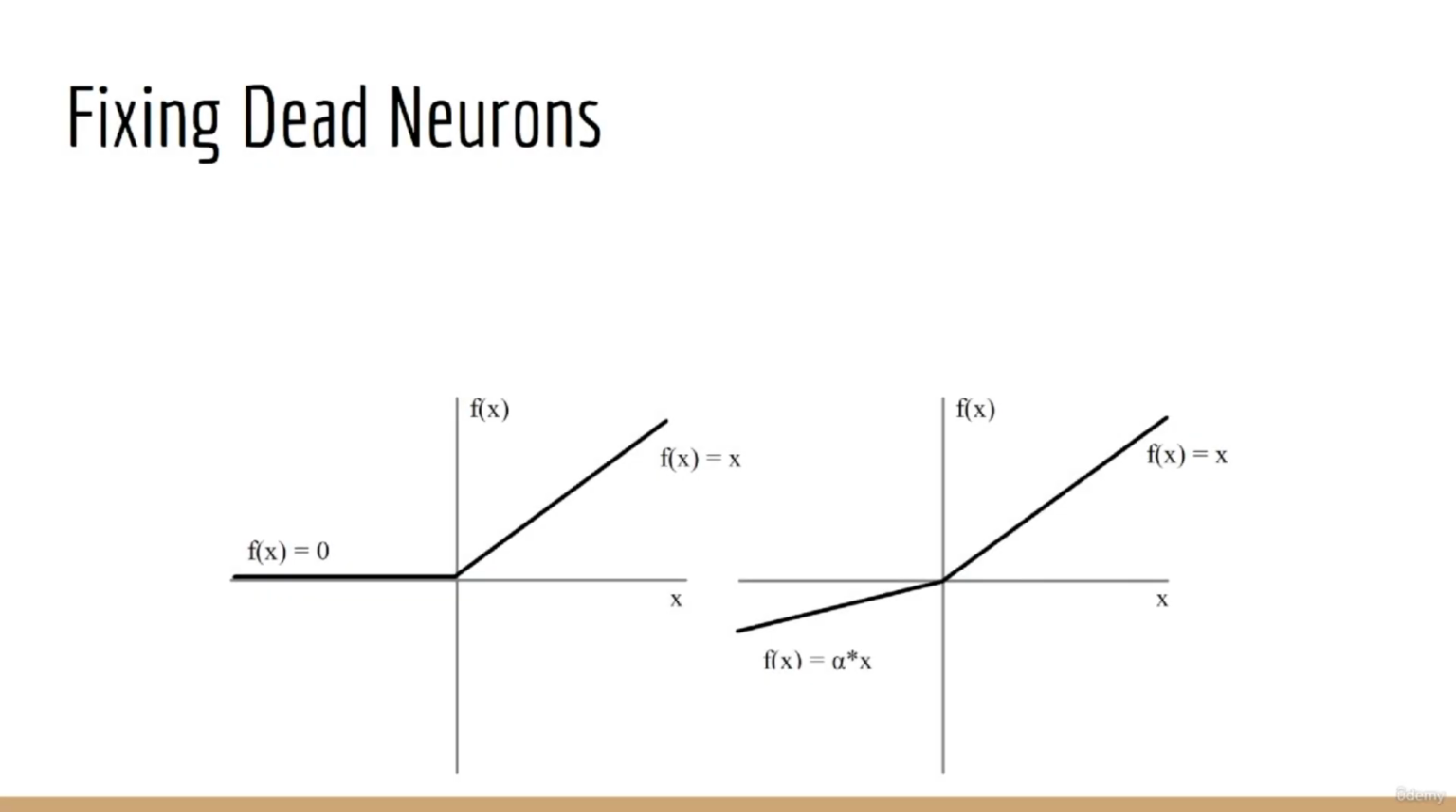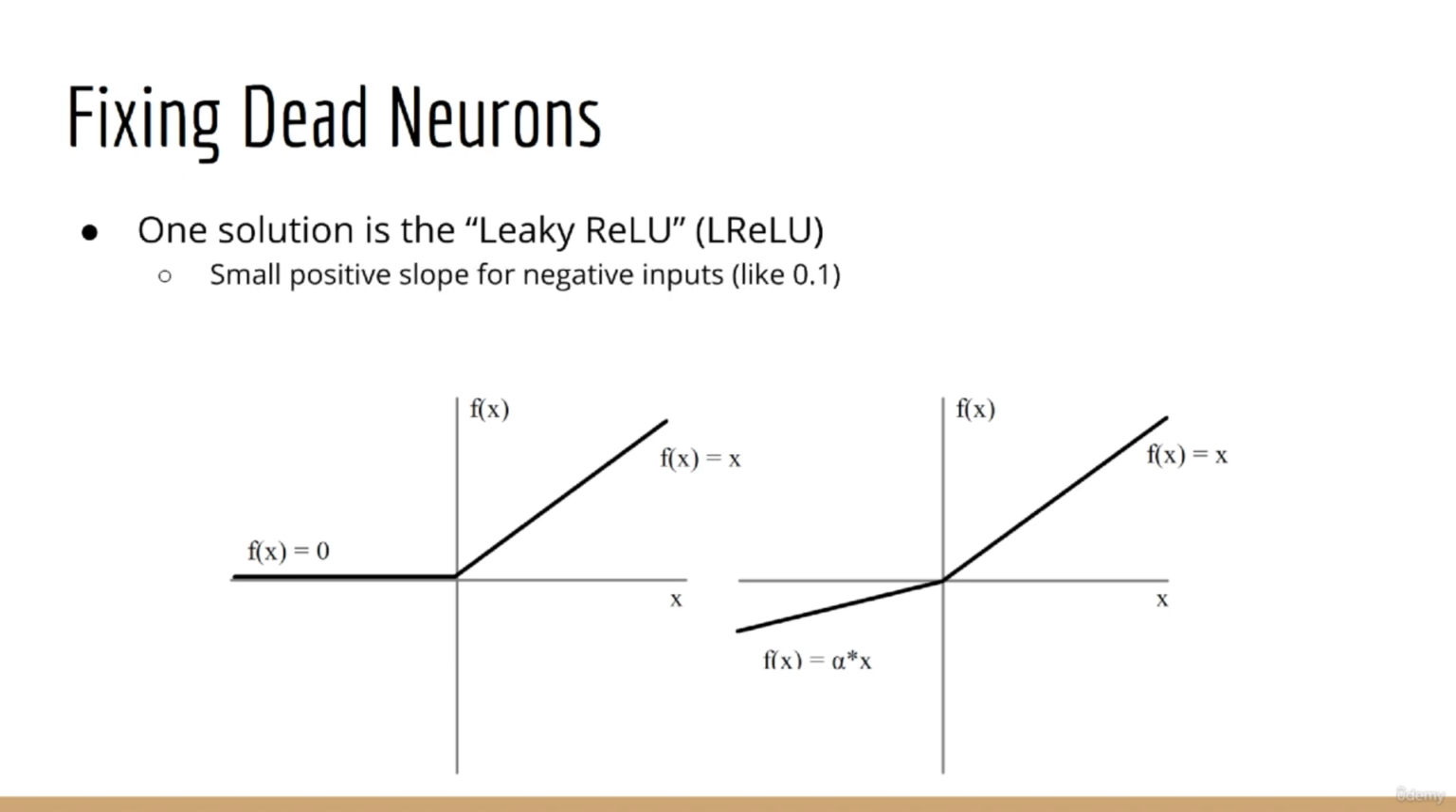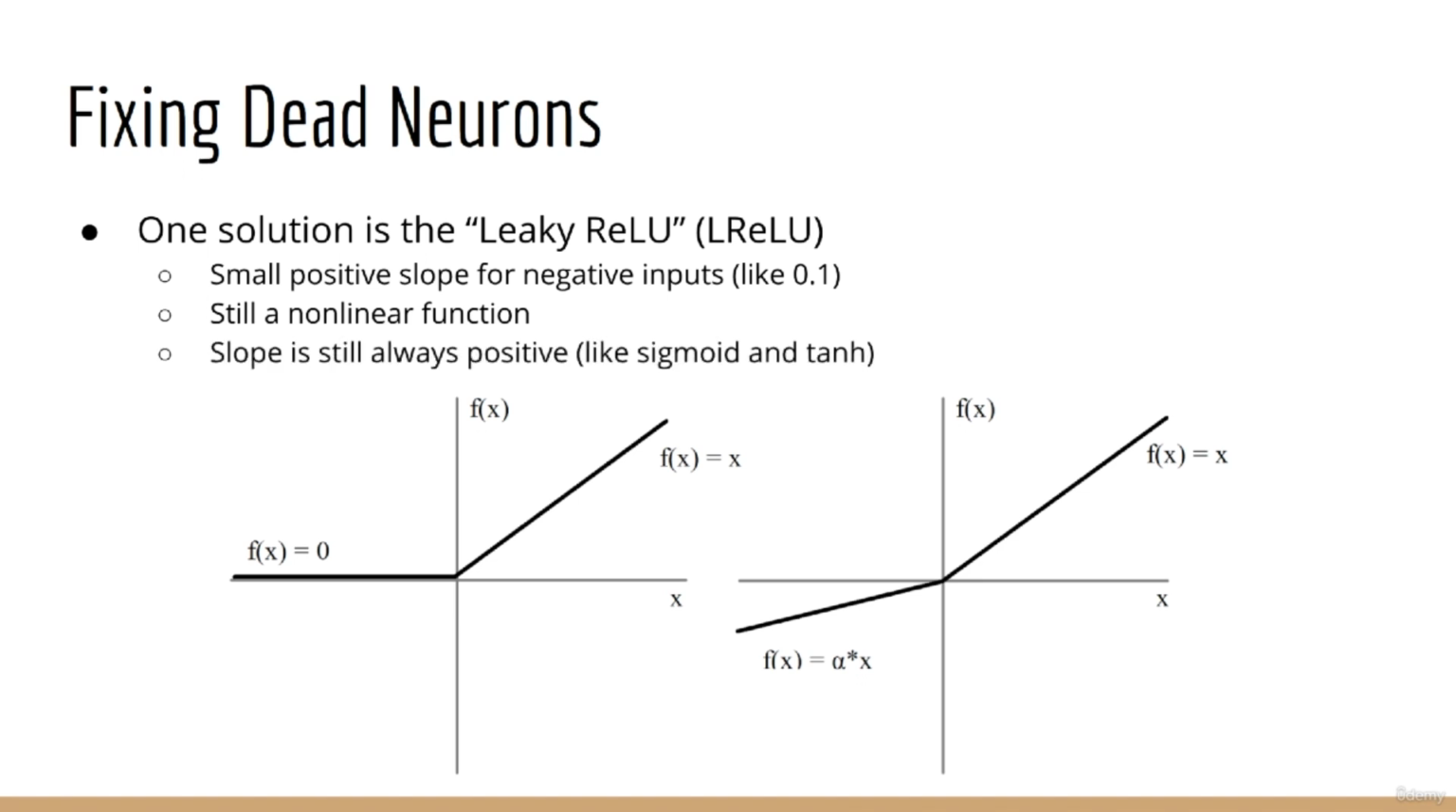Of course, some researchers have tried to make modifications to the simple ReLU to solve this problem of dead neurons. One alternative is the leaky ReLU, which has a slope of less than 1, like 0.1, for values less than 0. Importantly, this is still a nonlinear function, so we're able to learn nonlinear geometrical patterns. Using the leaky ReLU, your derivatives will always be positive, just like the sigmoid and the tanh.